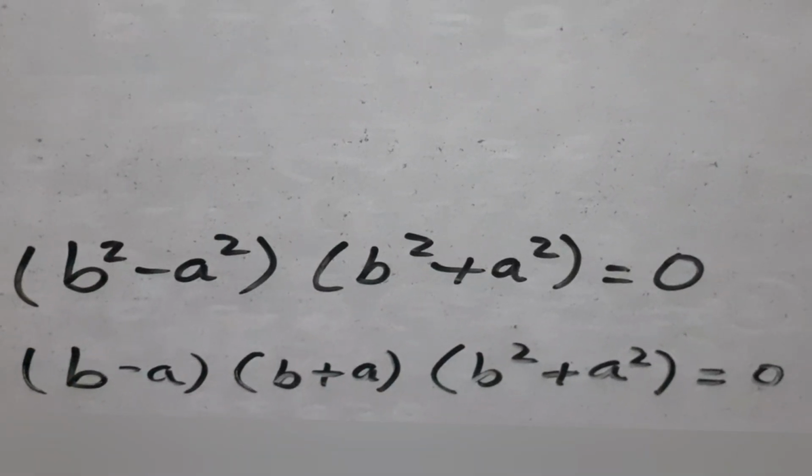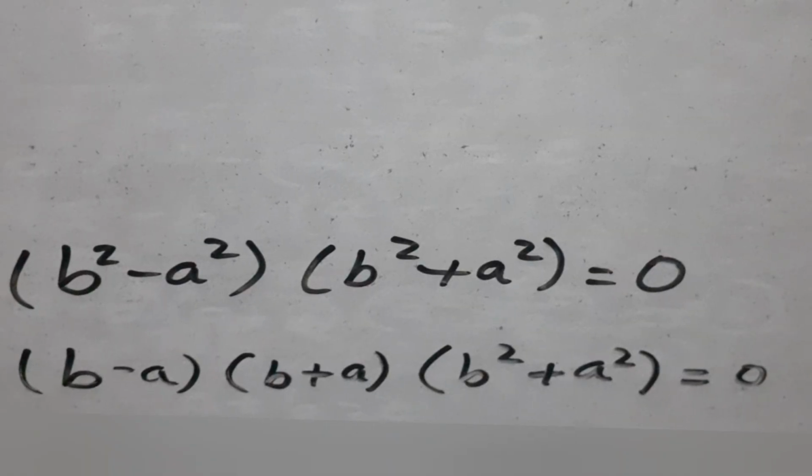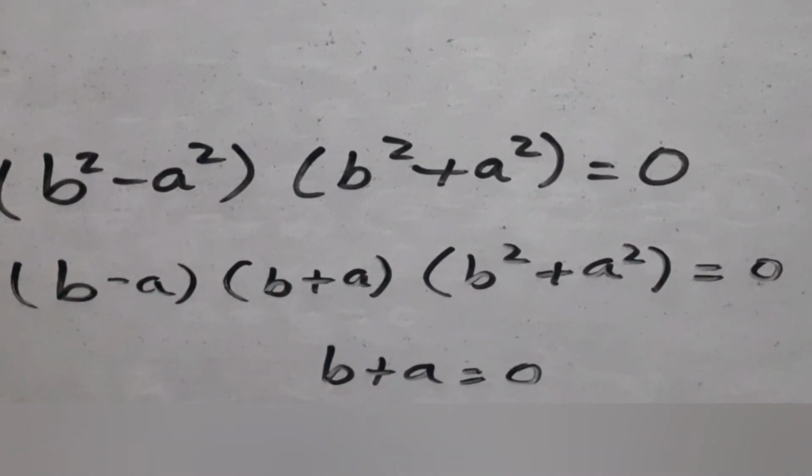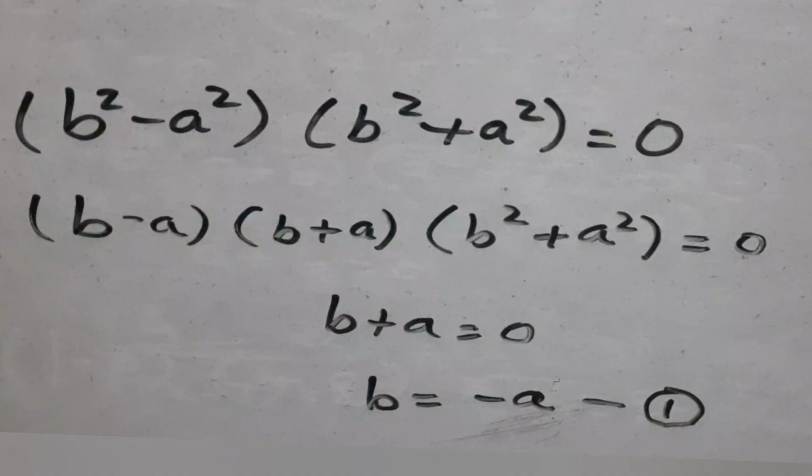Since it is given that integral a to b x square dx equal to 2 by 3, we assume b minus a is not equal to 0. So we get b plus a equal to 0 or b equal to minus a.